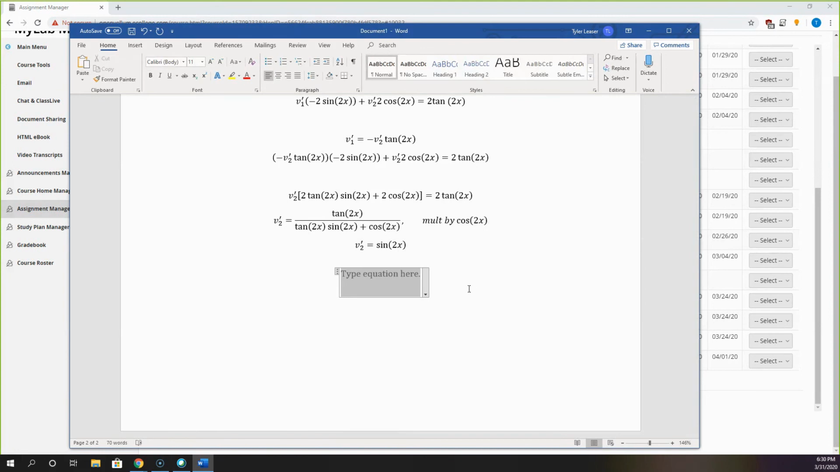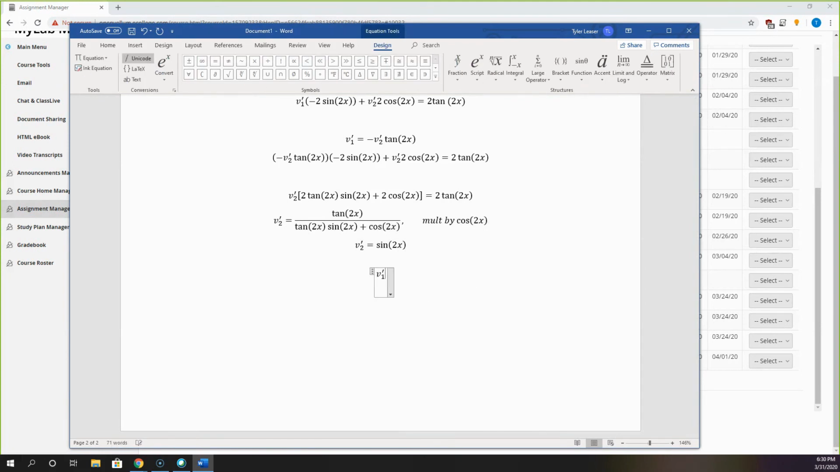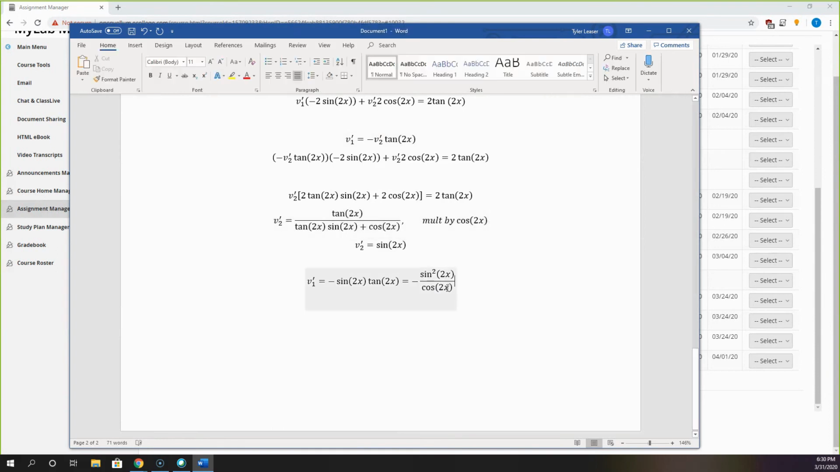Now that's what v2 prime is. We also would want to go back and figure out what v1 prime is. But now that I have v2, I can just plug it back into the substitution I had here. So that means that v1 prime is going to be negative sine 2x tangent 2x. Or, again, if you want to change it, negative sine squared 2x, divided by cosine 2x. That you can't simplify down, and I think you're just stuck with it.